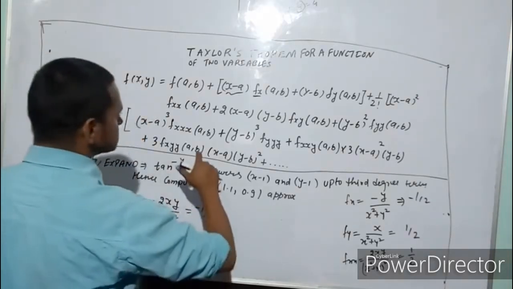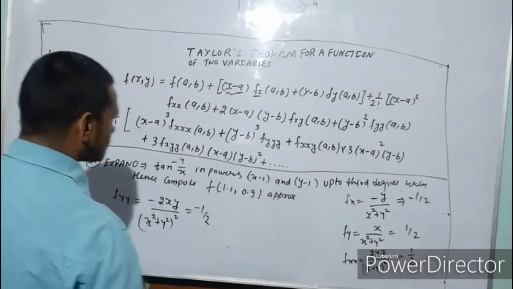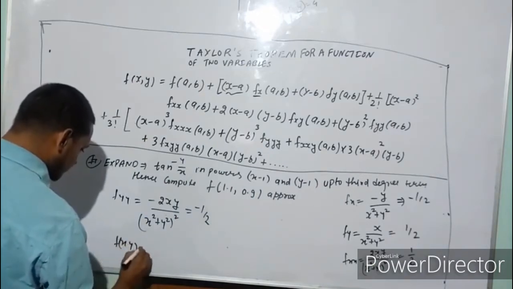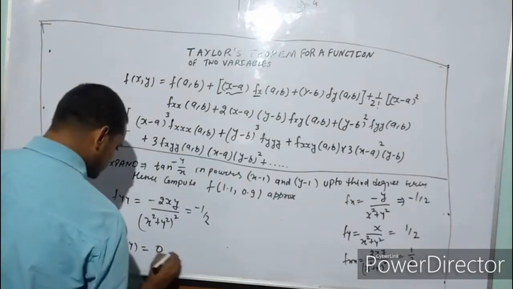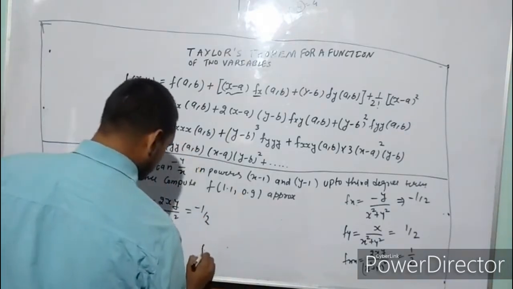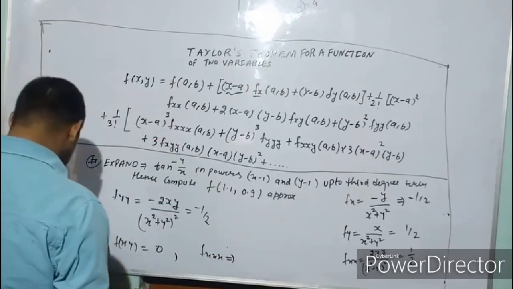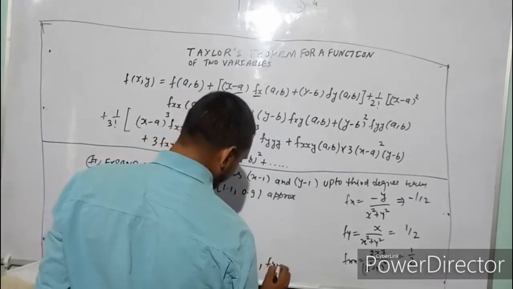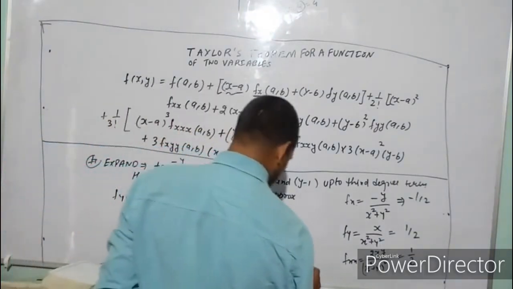Now another is fxy, first with respect to y, then with respect to x. So fxy is 0. And another is f triple derivative with respect to x, which is minus 1 over 2. Now f triple derivative with respect to y is 1 over 2.